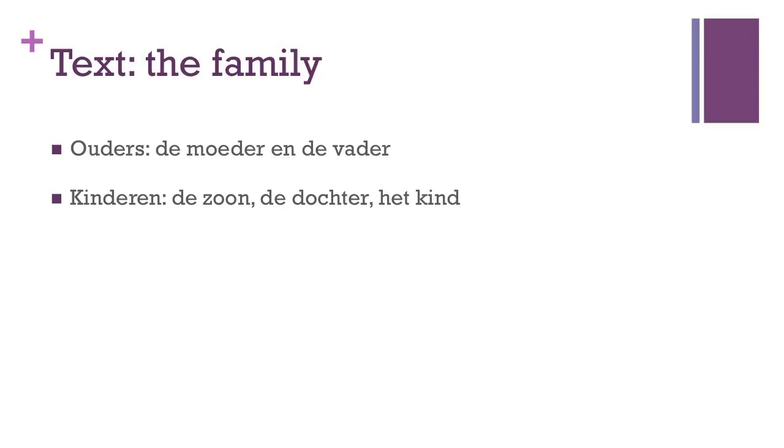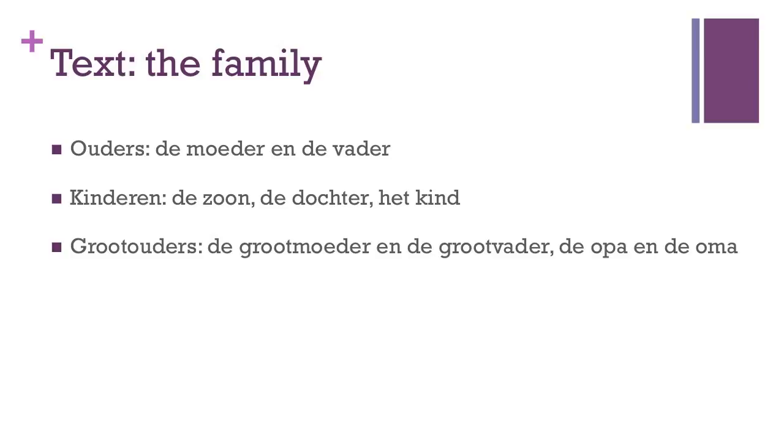That's pretty similar. The plural of het kind is an unusual plural. It's kinderen. That's children. Grandparents are grootouders. Groot is big in Dutch. Same goes for the grandmother and grandfather, grootmoeder and grootvader. Some people call them opa and oma.